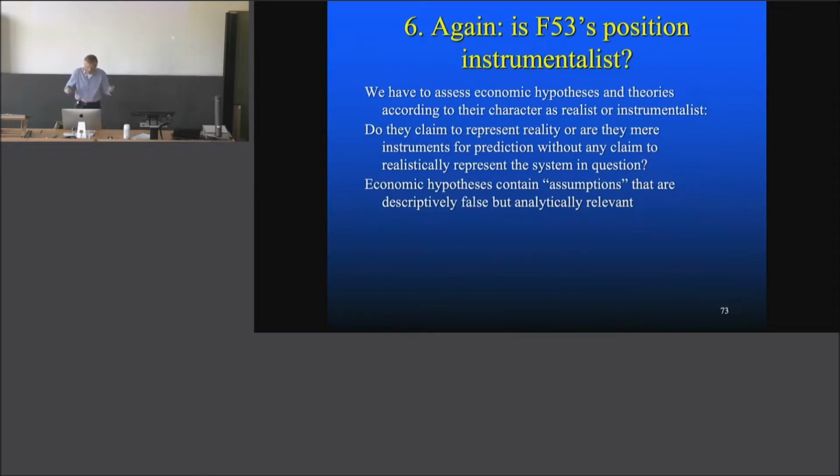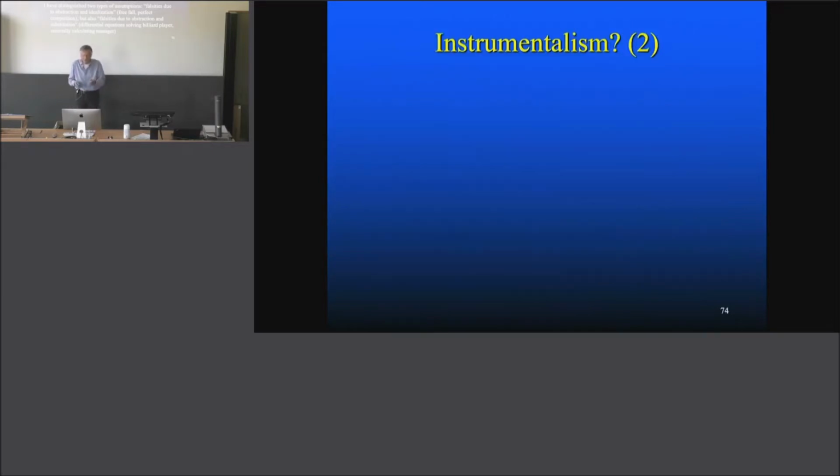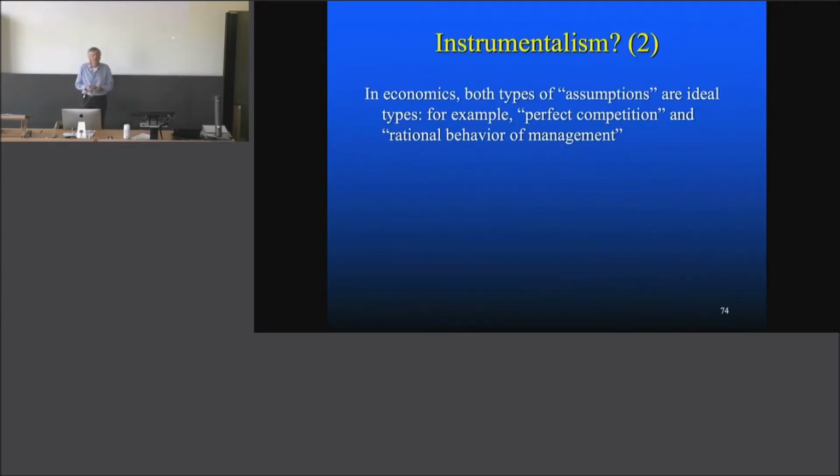Now, economic hypotheses contain assumptions, Friedman's assumptions, that are descriptively false but analytically relevant. And I've distinguished two types of assumptions. Now I'm starting to bore you, I guess. Falsities due to abstraction and idealization, and falsities due to abstraction and substitutions. So you have to distinguish these two types of assumptions, and then ask what the consequence of these types of assumptions is for the supposed instrumentalism. Do they really make Friedman an instrumentalist in F53?